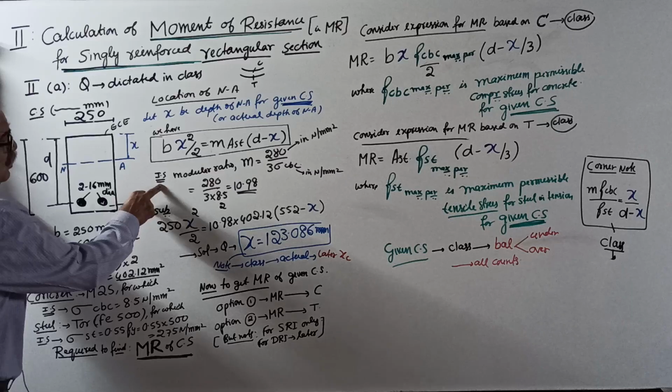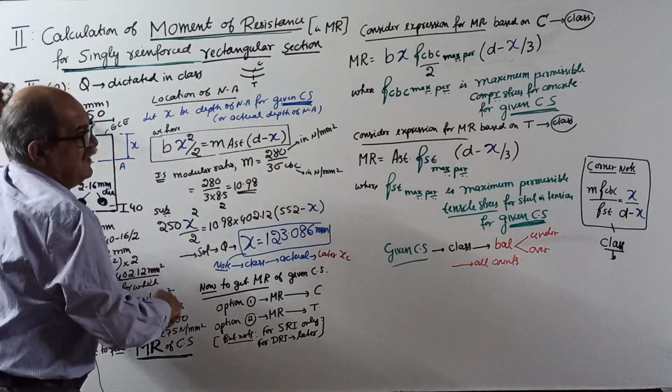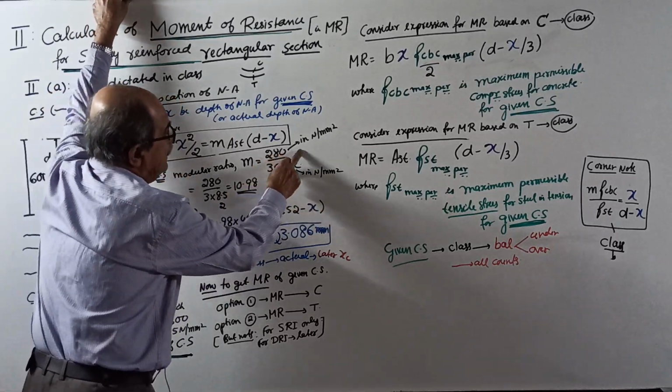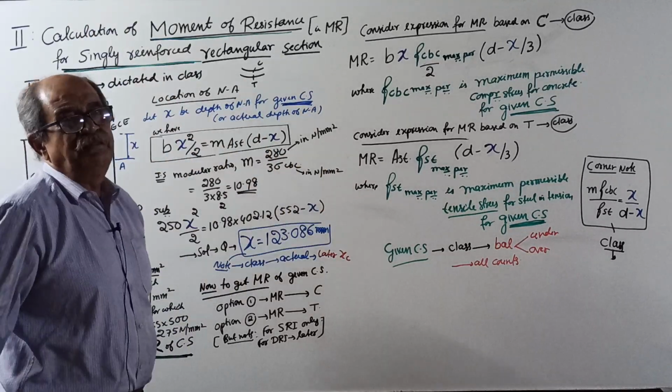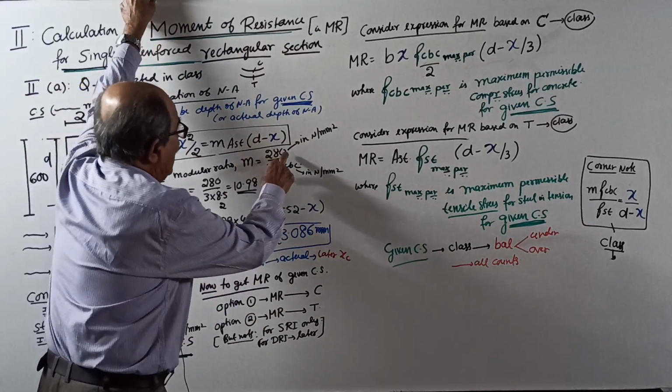Remember, as per IS code, modular ratio m equals 280 by 3 sigma cbc. Sigma cbc should be in Newton per mm square. 280 also is in Newton per mm square. Some people will tell 280 is unitless. Nonsense. 280 has got a unit.